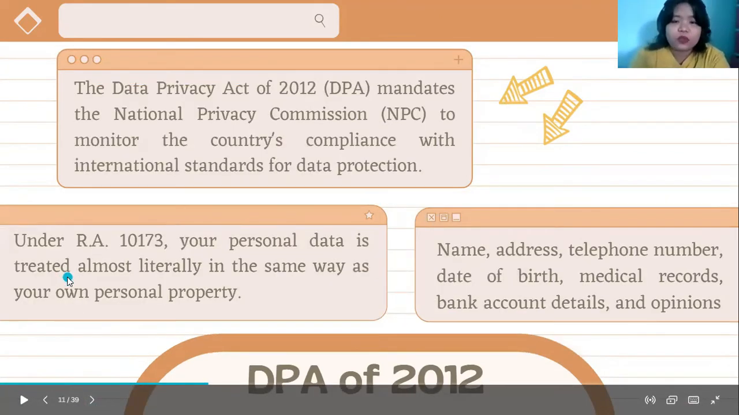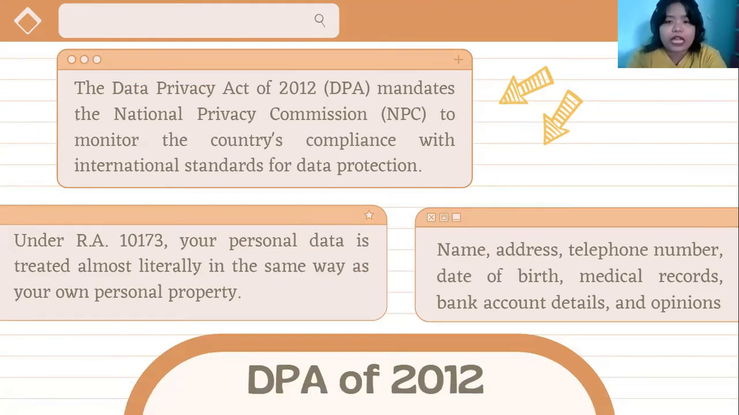The Data Privacy Act of 2012 mandates the National Privacy Commission, or NPC, to monitor the country's compliance with international standards for data protection. According to their website, the National Privacy Commission is the country's privacy watchdog and an independent body mandated to administer and implement the Data Privacy Act of 2012 and to monitor and ensure the country's compliance with international standards set for data protection. The National Privacy Commission, as the Philippines' data privacy body, is dedicated to protecting data subjects' personal information and fostering a privacy culture in order to have the country become more competitive, knowledge-based, and innovative.